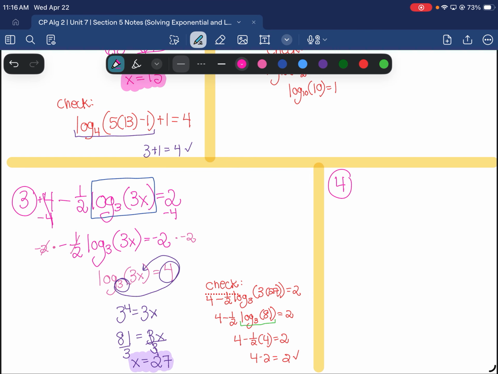Do we have to show where we're plugging it in? Like, should we write that all out? No, I said you're allowed to use your calculator. Just be sure don't skip it.